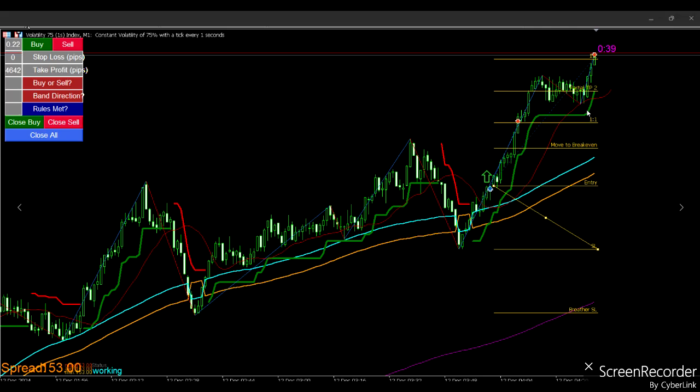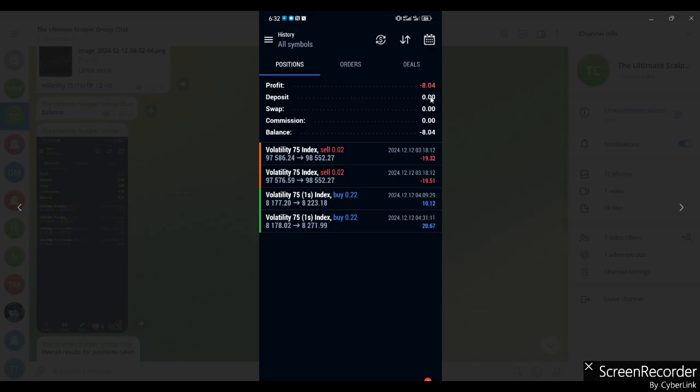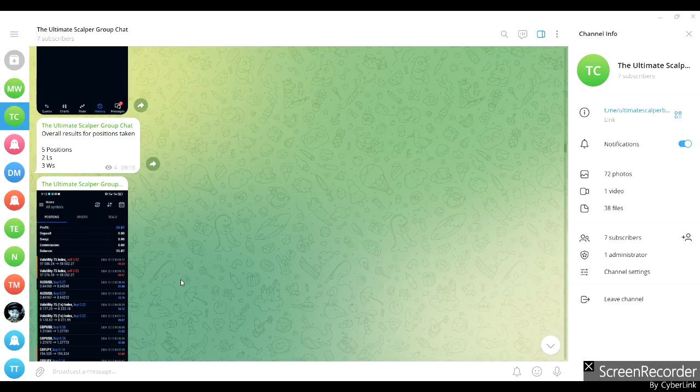So volatility 1S, our entry, we hit the second TP, which was a good trade, and this is how our balance was looking now. We are back. We are only red $8 down.